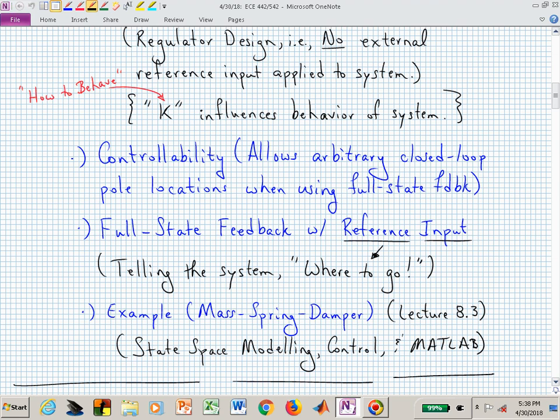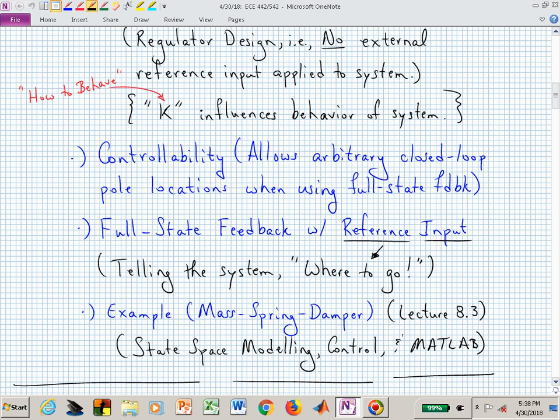If we now have the full state feedback with a reference input, now we can tell the system where to go. With K, we're telling it how to behave. With the reference input, we're telling it where to go.